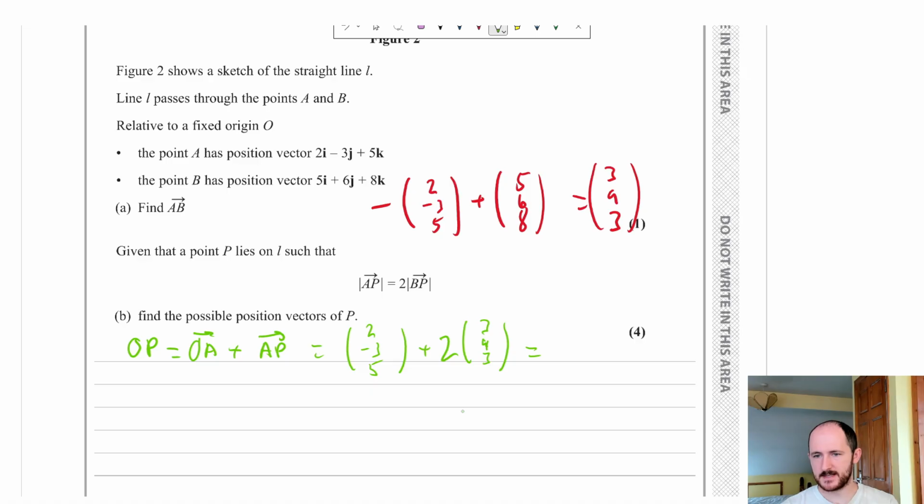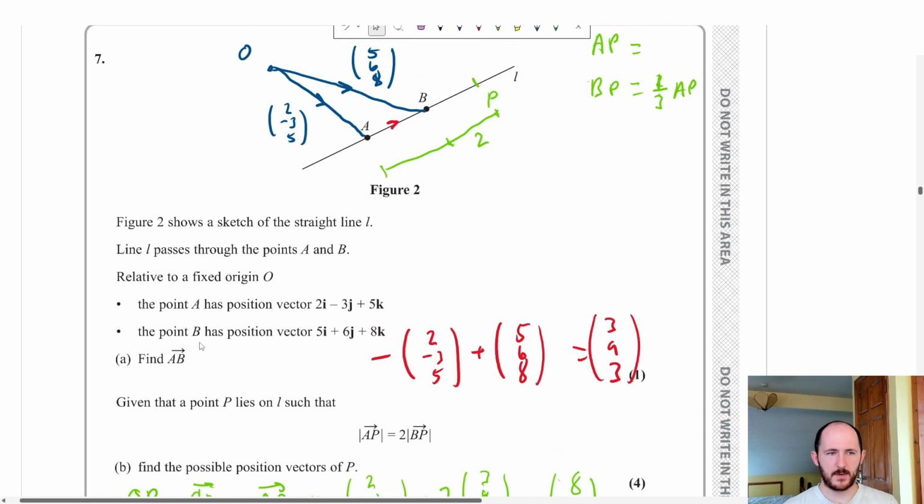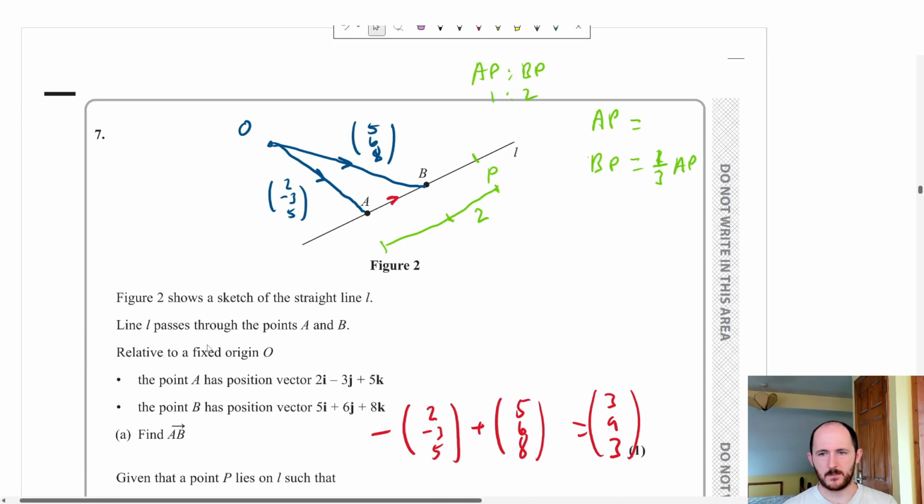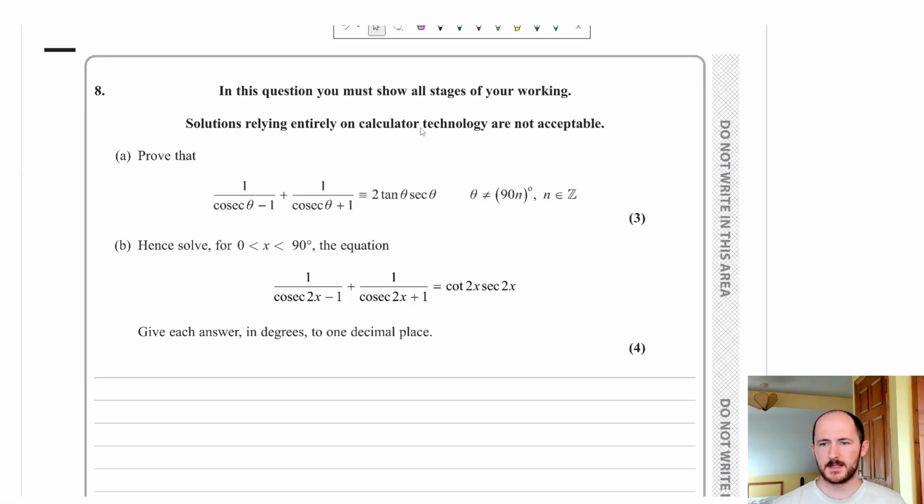equals, so 2 times 3 is 6, plus 2 is 8, minus 3 plus 8 is 5, and 5 plus 6 is 11. Cool. Now, as I mentioned before, there are other ways to get there as well. We could go from O to A, O to B and then B to P, and you would get the exact same answer.